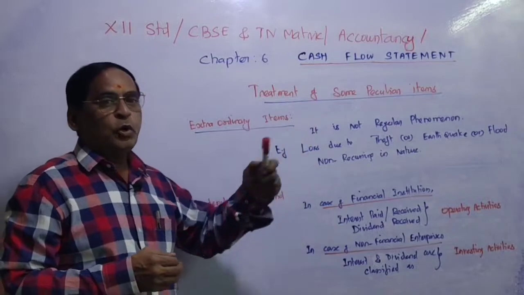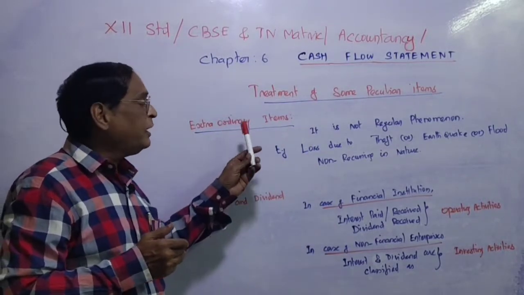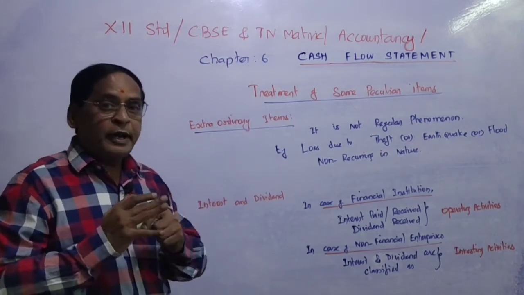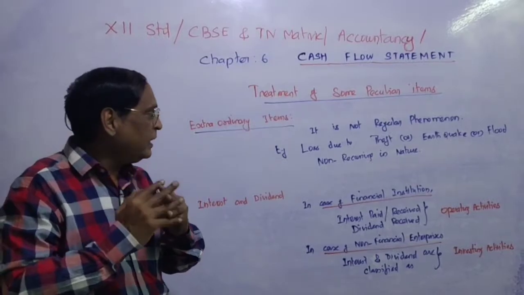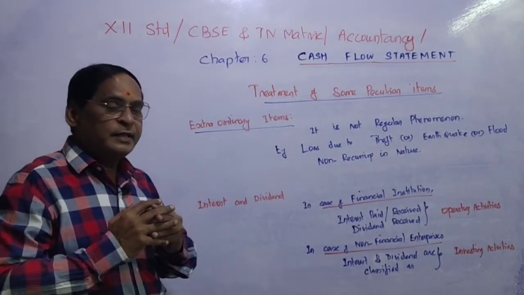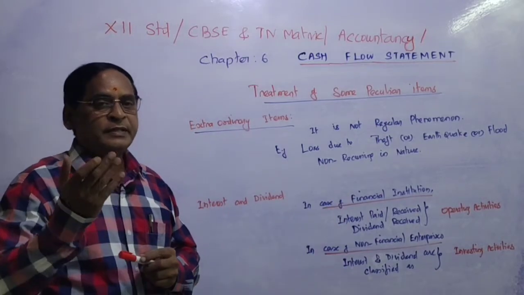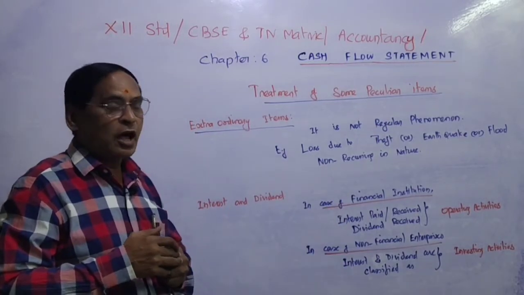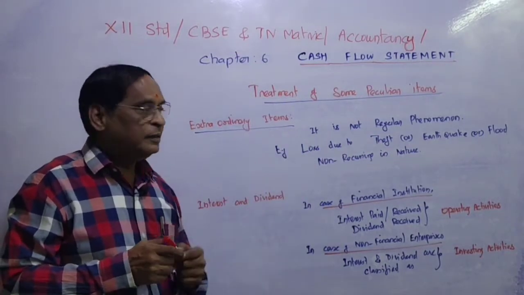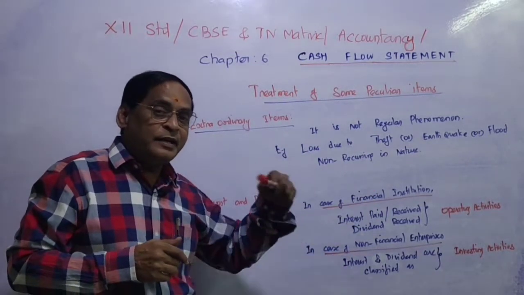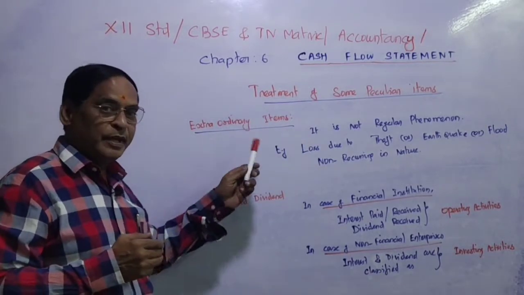Treatment of some peculiar items. Peculiar items are nothing but extraordinary items. Extraordinary item means it is not a regular phenomenon. It is not happening regularly. For example, it is non-recurring in nature. What will be the example? If there is any loss due to theft or earthquake or flood, these must be classified and disclosed while preparing the cash flow statement. Please make note of it.